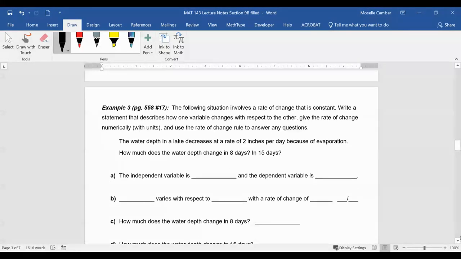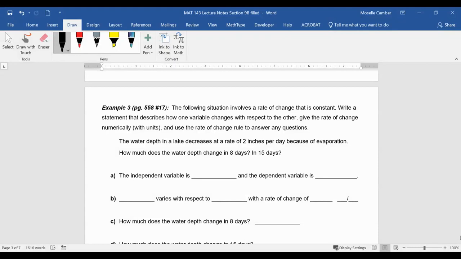Example 3, the following situation involves a rate of change that is constant. Write a statement that describes how one variable changes with respect to the other. Give the rate of change numerically with units and use the rate of change rule to answer any questions. Okay, so the water depth in a lake decreases at a rate of 2 inches per day because of evaporation. How much does the water depth change in 8 days and then in 15 days?